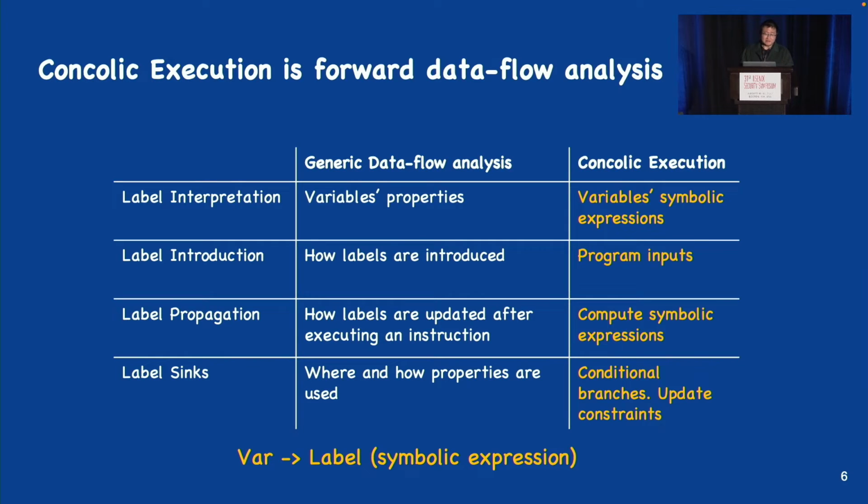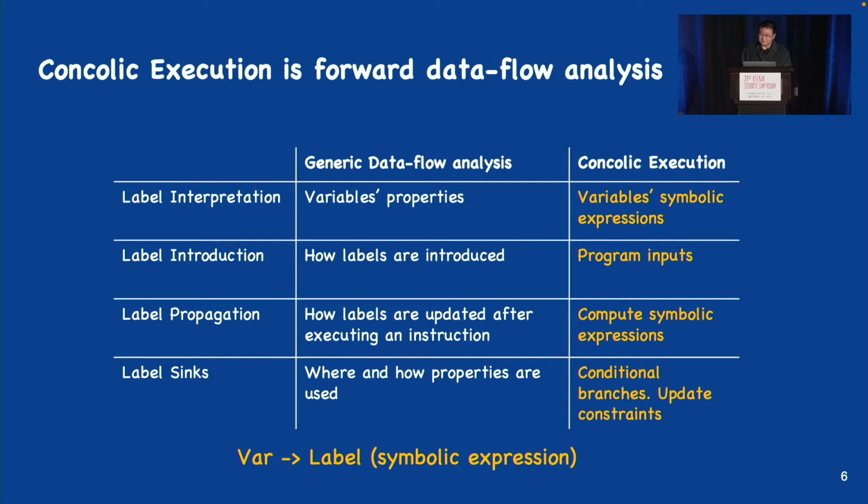To see why Concolic execution can be implemented on top of a data flow analysis framework, I want to go through this. Let's compare generic data flow analysis with Concolic execution. A dynamic data flow analyzer tracks the information flow between sources and sinks. Conceptually, a dynamic data flow analysis framework associates each program variable with a label which represents its properties, meaning how its value depends on the source. A dynamic data flow analysis framework is defined by a policy which describes how labels are introduced, propagated, and used.